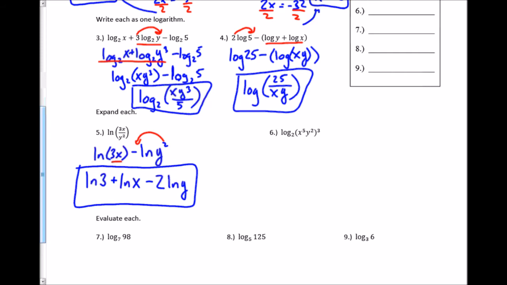Number 6, I really have 2 options here. I could start by bringing this 3 out front. And if I bring the 3 out front, that's going to be a 3, and then the log base 2 of x to the 5th, y to the 2nd. And now I have multiplication inside that logarithm, which I can split into two logarithms being added.